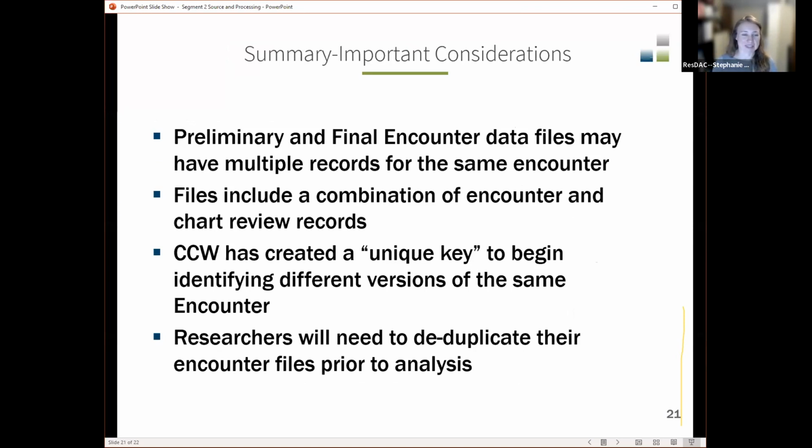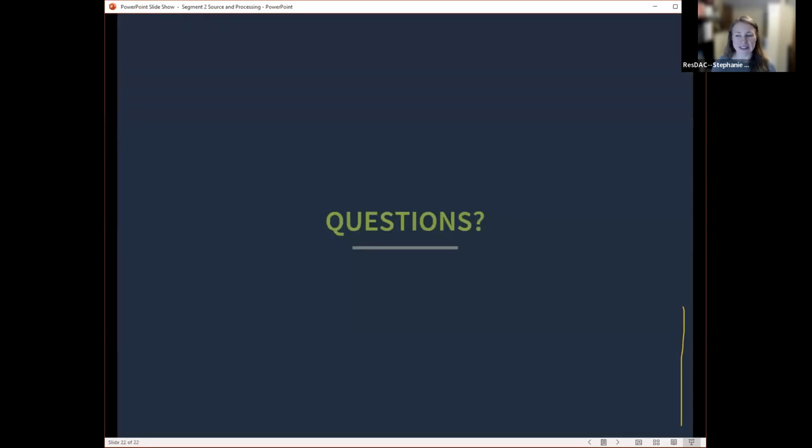We have some considerations: we have preliminary and final files that you are going to have to navigate, and the combination of encounter and chart review records. There is a unique key, and Becky will talk about this later, about how to think about how the files actually look. But there is going to be some level of deduplication that will be needed. I haven't left a ton of time before the break, but I will stick around during the break to answer questions. I see there's quite a lot of activity in the chat.